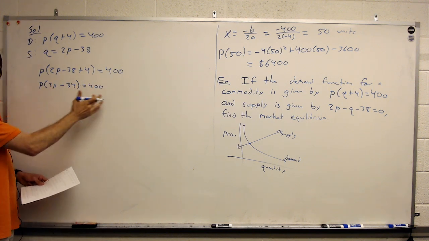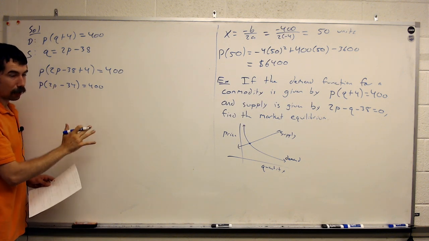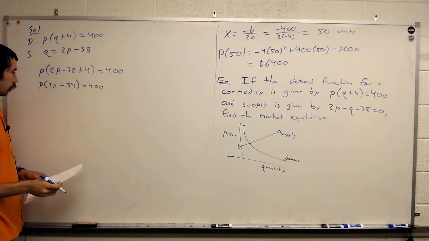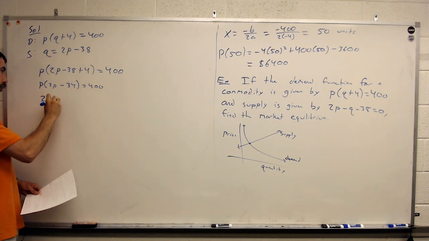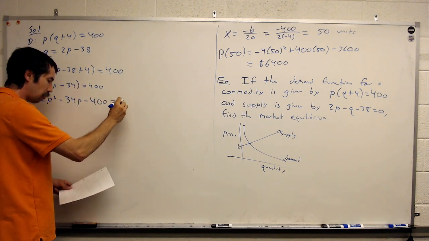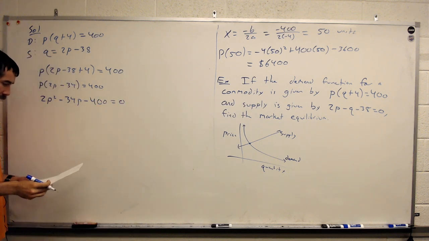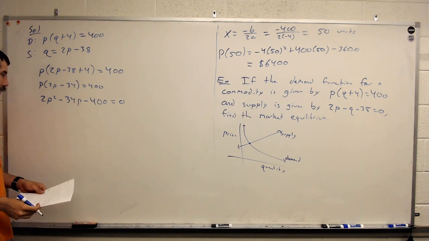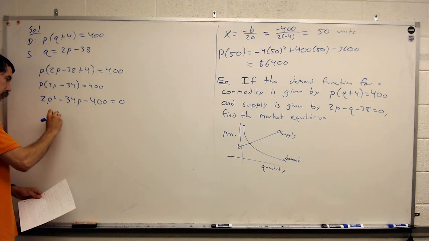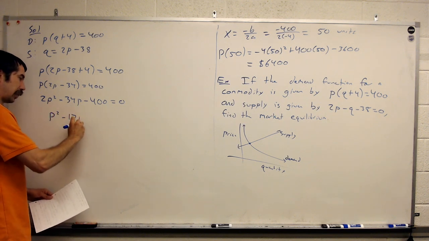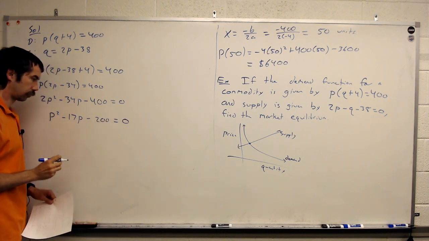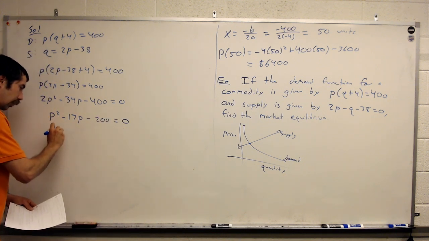And now let's distribute and bring everything to one side, right? If we're going to try to factor or use the quadratic formula, you better have a 0 as one side of your equation. All right, so we have 2P squared minus 34P minus 400 equals 0. And just to make our life a little bit easier, I'm going to divide everything by 2. P squared minus 17P minus 200 equals 0. Let's try to factor this.